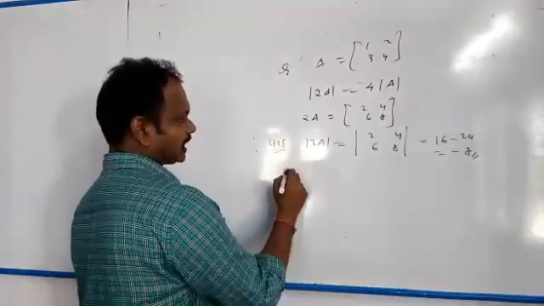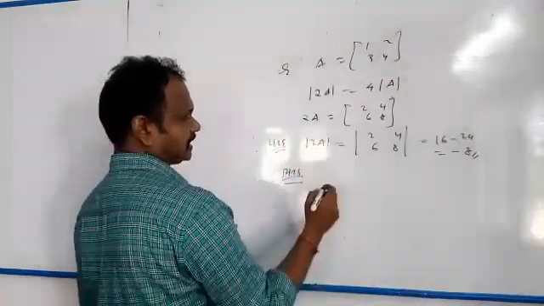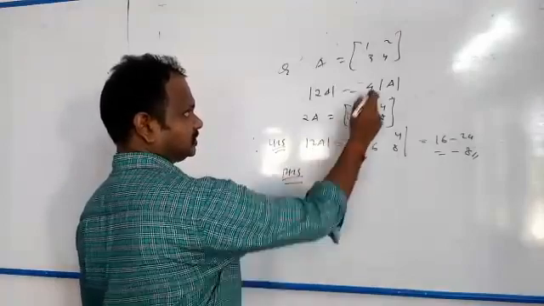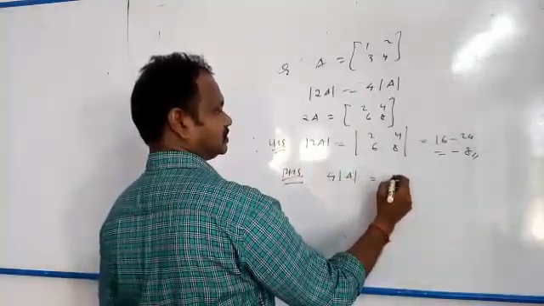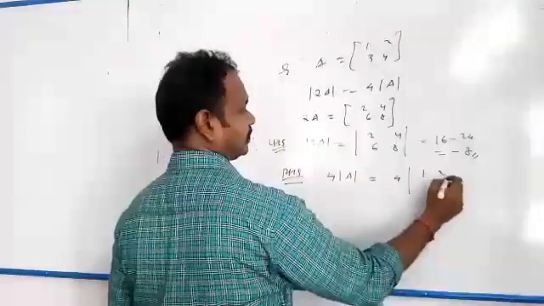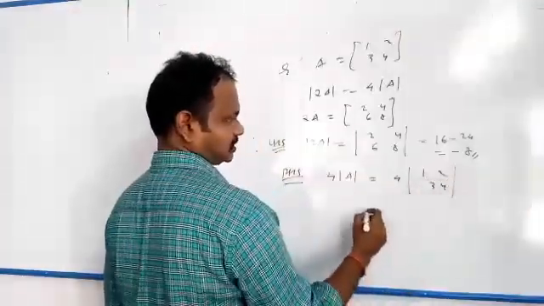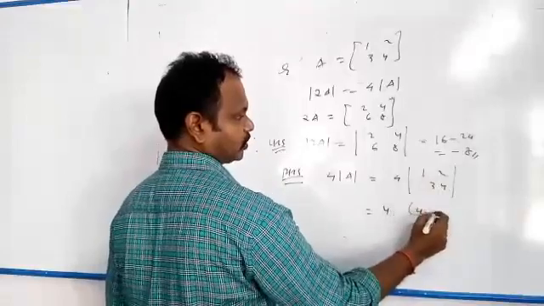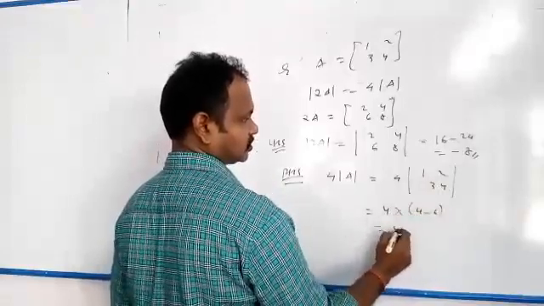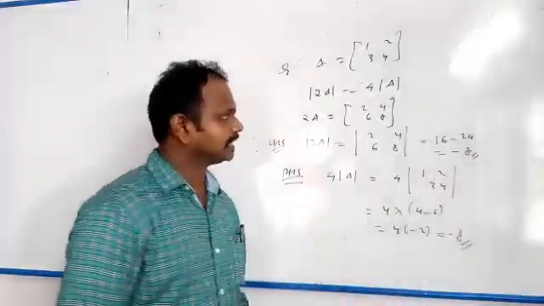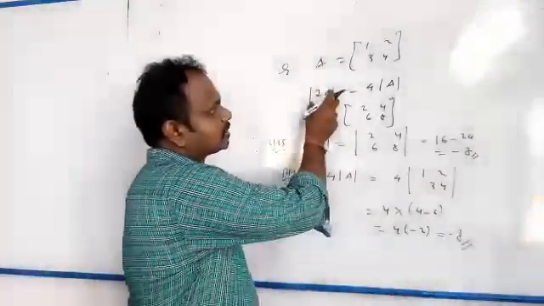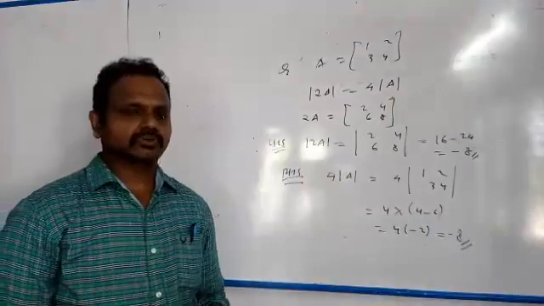Next we will move to the RHS. RHS is 4 into determinant of A, that is 4 into determinant of 1 2 3 4. So that is equal to 4 into 4 minus 6, that is 4 into minus 2, which is equal to minus 8. So we have proved that determinant of 2A is equal to 4 into determinant of A.